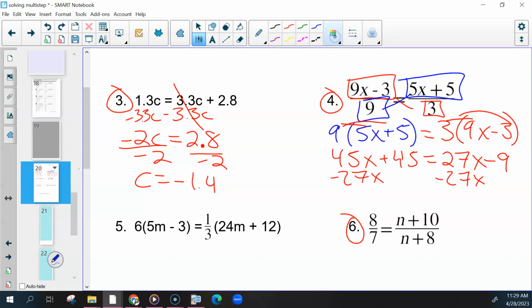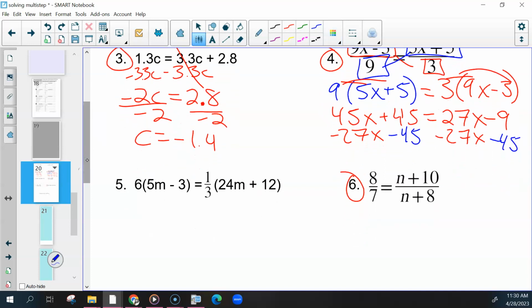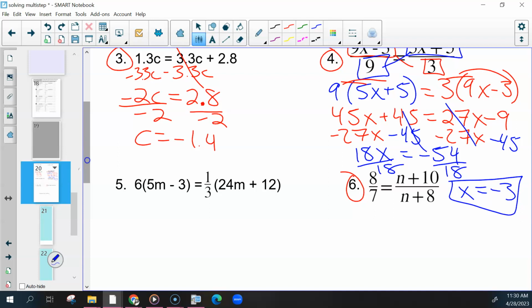At the same time, since we are moving the x's to the left, I can get rid of the 45 by subtracting it to the right. What would 45 minus 27 give us? 18. And then if we divide both sides by 18, x equals negative. What questions do we have on that one?